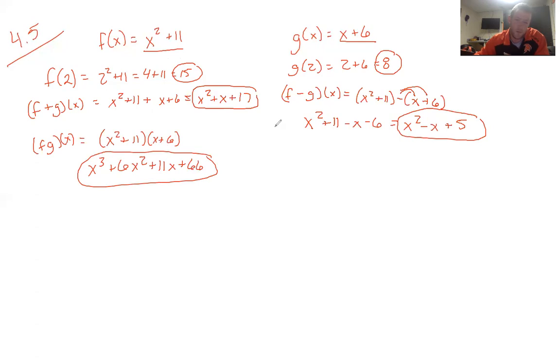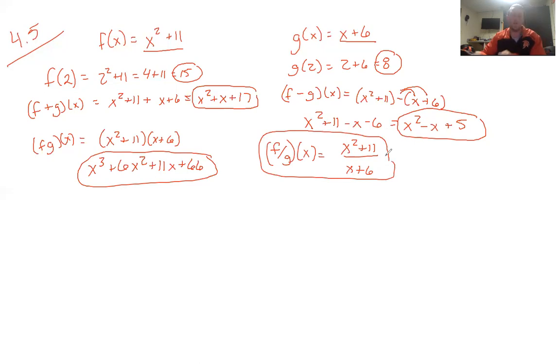The divided one is probably my favorite, because all you have to do is take the x squared plus 11, which is on top, and divide by x plus 6. That's it. No math.